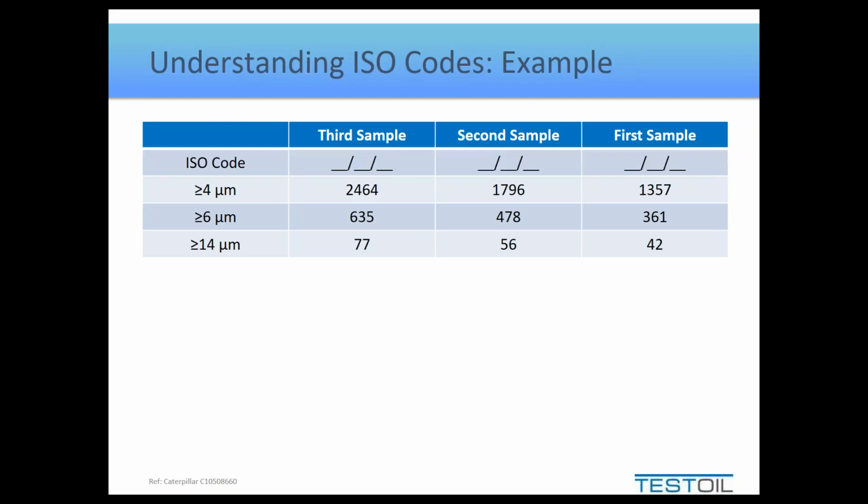Starting with the 4 micron value on the first sample, 1,357 particles per milliliter. Well, the range according to ISO, 1,300 to 2,500, is an ISO code of 18. So the first number we'd fill in is 18. For the 6 micron, 361, an ISO code of 16, has a range of 320 to 640. So that number turns out to be 16. And for 14 microns, at 42 particles per mil, an ISO code of 13 is between 40 and 80 particles per milliliter. So that first sample would end up being rated as an 18, 16, 13.